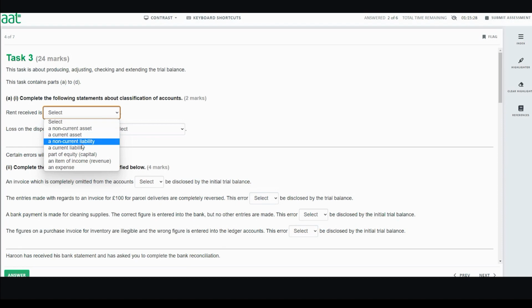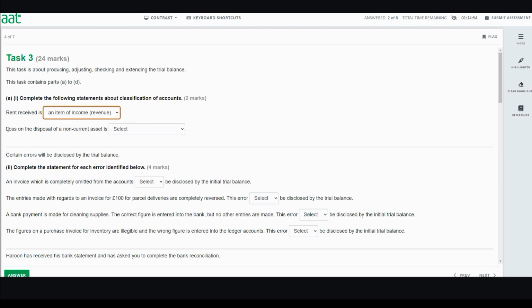Non-current liability is items that you owe over a long period of time, such as a long period bank loan. Current liabilities are items that you owe in the near future, so things like your trade payables, HMRC, etc. Part of equity, well, it's not part of capital because we've not put the money into the business. It's not an expense because an expense would be rent paid, so it's got to be income.